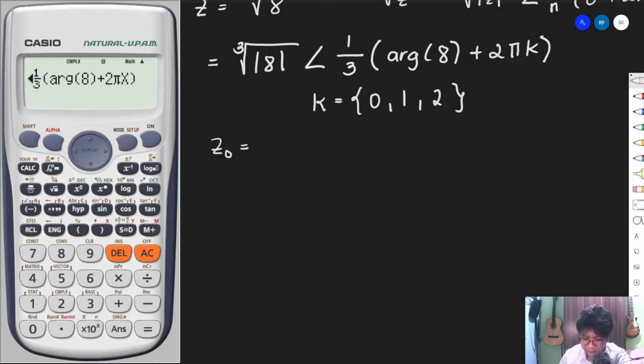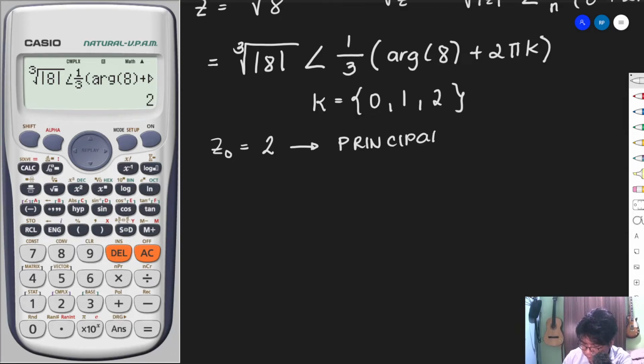Okay? So, once we have typed this, we will not press equals. Why? We need to plug in the value of x, or of k. So, instead of equals, we press calc. Then, when it asks, what is x? What's the value of x? We just put 0, because we start at 0. Then, equals 2. So, this means z sub 0 is equal to 2. This is the principal root. That is what comes out on our calculator.